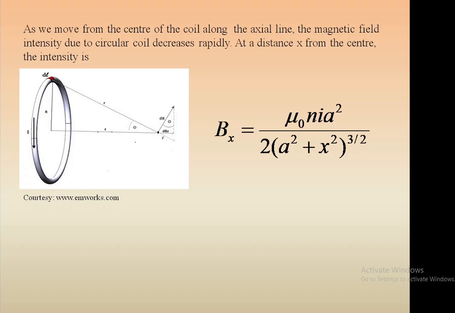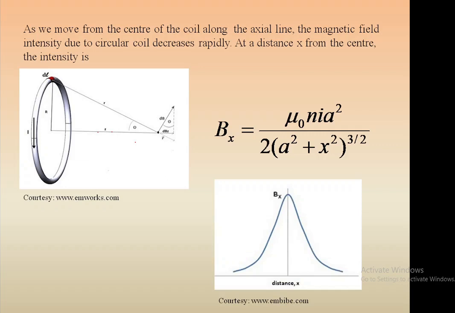At this point we are not going into the derivation of this expression. We just have this final result. From this expression we can see that as the distance from the center, that is the value of x, increases, the magnitude of the magnetic field Bx decreases very rapidly. This is a graphical representation of the variation of magnetic field with the distance x from the center of the coil.